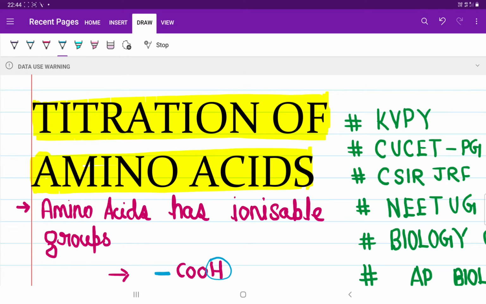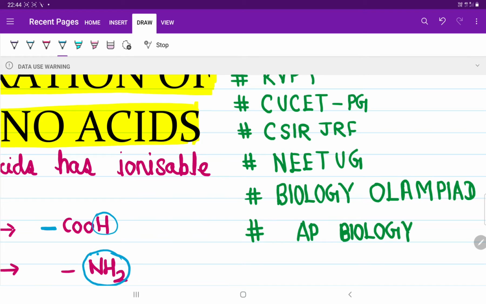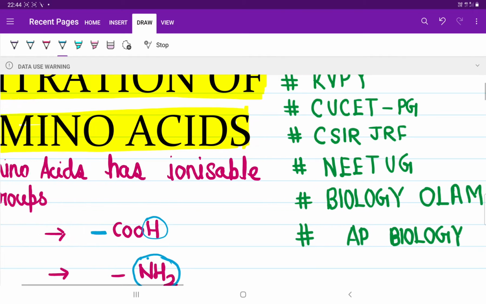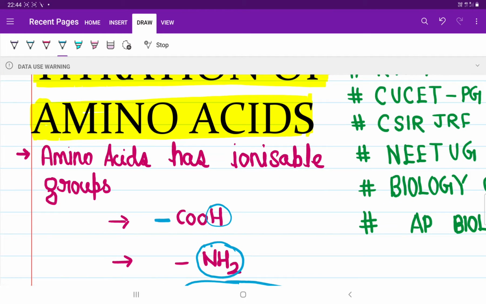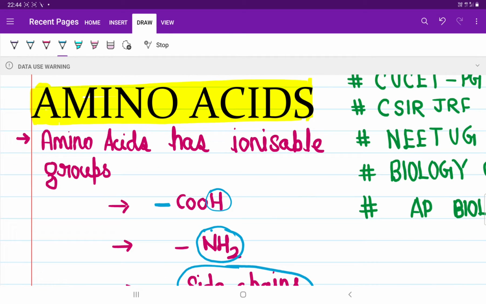Today's topic is titration of amino acids. This titration of amino acids is very important for the KBPY exam, the Central University Combined Entrance Test for postgraduation courses, CSIR, GRF, and NEET UG also, up to an extent. For the biology olympiad it's very important. For active placement biology of US, that also it's very important. Fine. So in this video we will see titration of amino acid in detail, right?